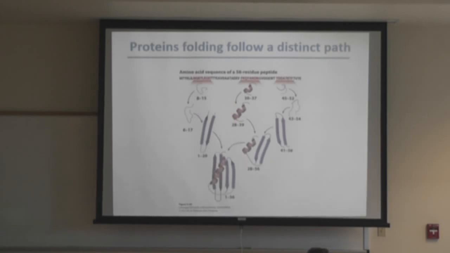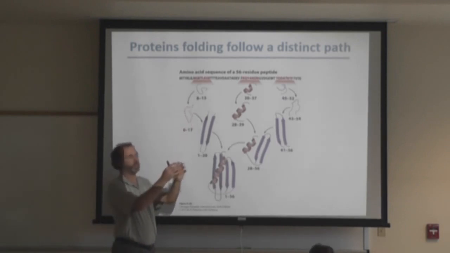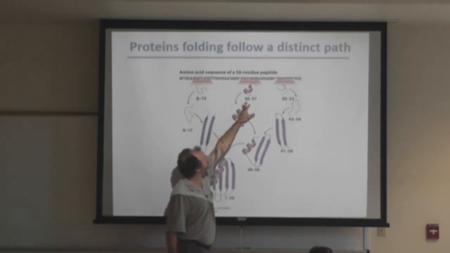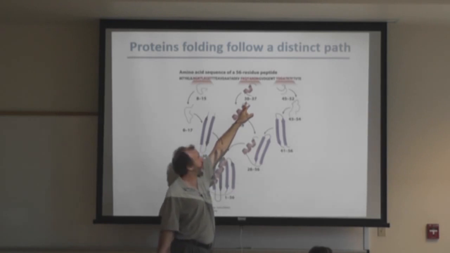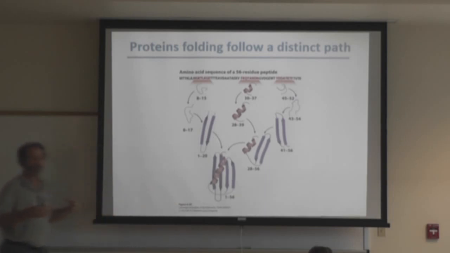And a lot of them are going to follow a particular path. So there'll be localized structure that'll start to form, let's say for this example, the residues 30 through 37 start with an alpha helix, and it just kind of falls from there down the free energy landscape, how it's going to do that.